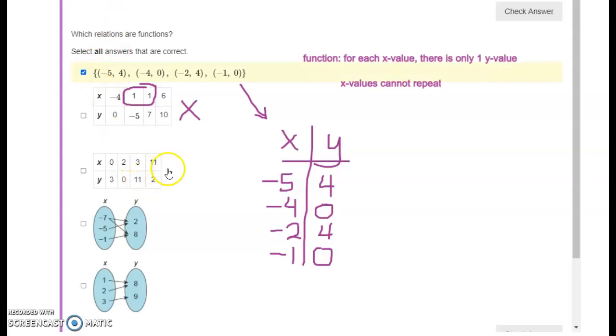Let's look at this next one. For each x value, there's only one y value. That's true. My x values are not repeating. That one is a function.